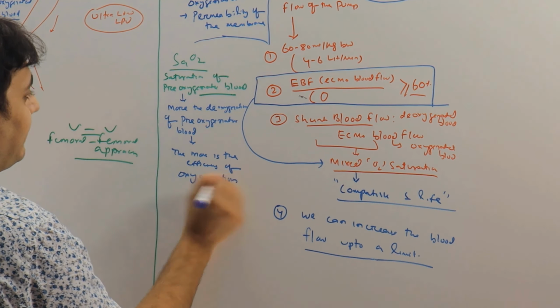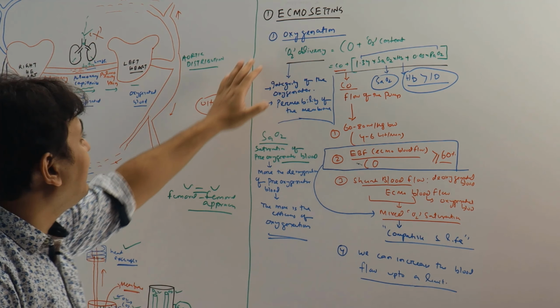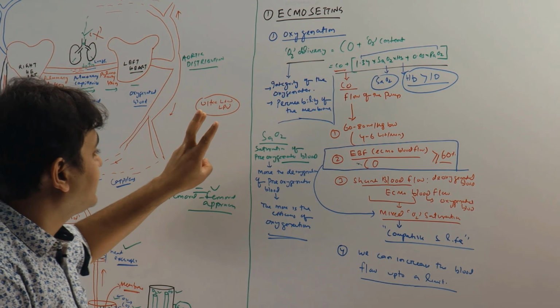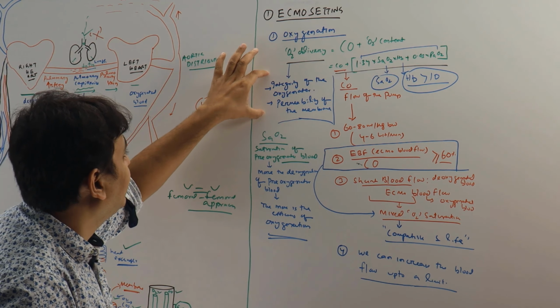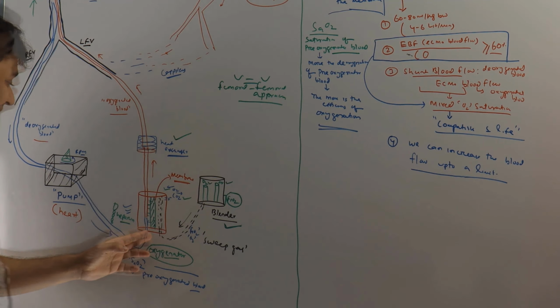Oxygenation, right? So these are the few things that you have to remember. So how to improve oxygenation? Three things basically. First is the oxygen delivery. So we have to make sure the integrity of the membrane is intact.